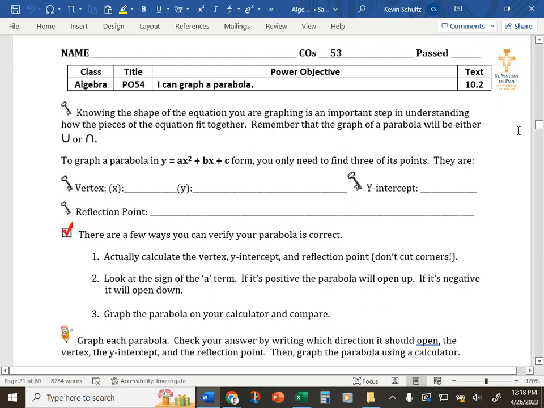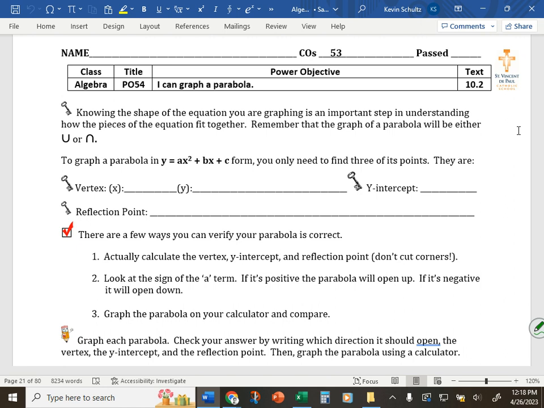Algebra, we are moving on to PO54. In PO53, we looked at the different characteristics of a parabola, and you got to sketch a couple parabolas based only on the vertex and whether that vertex was a minimum or a maximum. Today, we're going to go much, much deeper, and we're going to accurately graph parabolas.